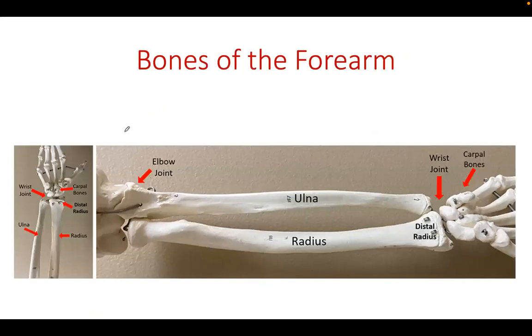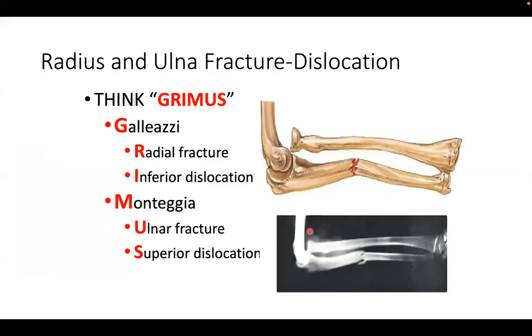Now, look at the bones of the forearm. Here's the elbow joint. Here's the wrist joint. Here's the carpals. Always orient yourself as to the ulna and the radius. Okay, now, very important anatomic correlate. What do we call the fracture of the radius with an inferior dislocation of the ulna? That is a Galeazzi's fracture.